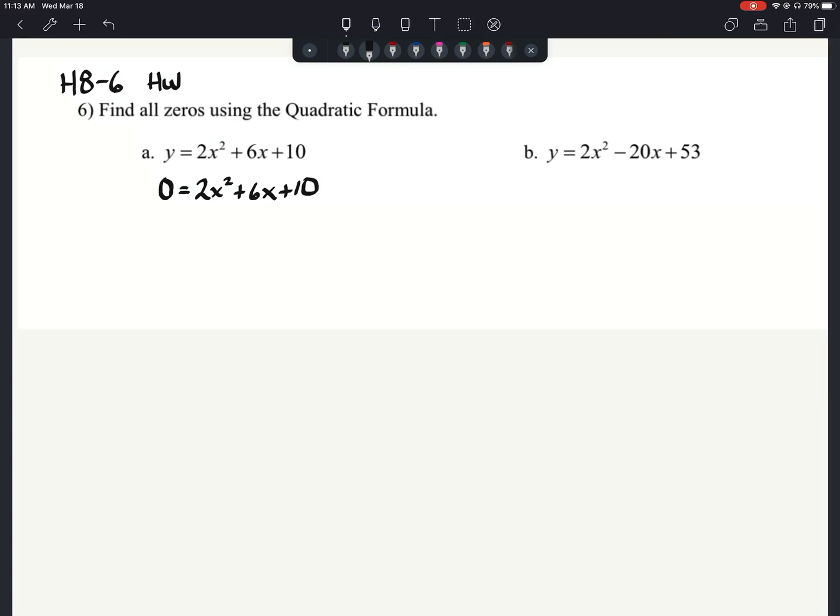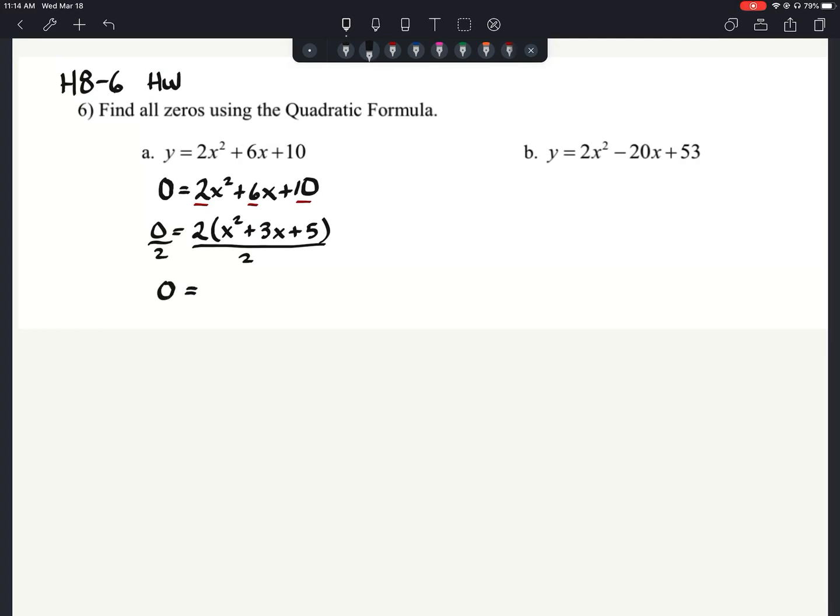Now, first thing I see here, we can make this a little bit easier on ourselves because when you look at the values that we have in the problem, they're all even, which means there is a common factor that we could take out. We could actually factor out a 2, and we now have x squared plus 3x plus 5 equal to 0.